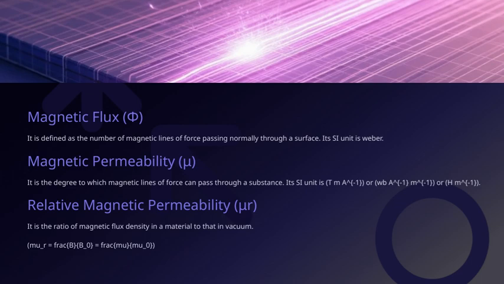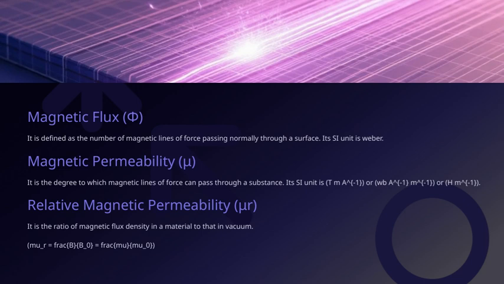Now, moving on to the term relative magnetic permeability, represented as μr. It describes how easily magnetic lines of force can pass through a particular substance. Think of it as a measure of the material's ability to support magnetic flux. The higher the μr, the more magnetic lines can pass through, indicating a more permeable material.